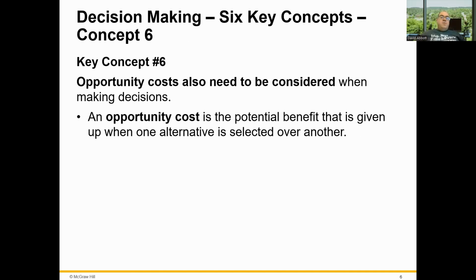Key concept number six, opportunity costs also need to be considered when making decisions. And remember that an opportunity cost is the potential benefit that would be given up when one alternative is selected over another. So you choose one alternative or the other, and whatever the benefit is, you give up that benefit by choosing the other alternative.